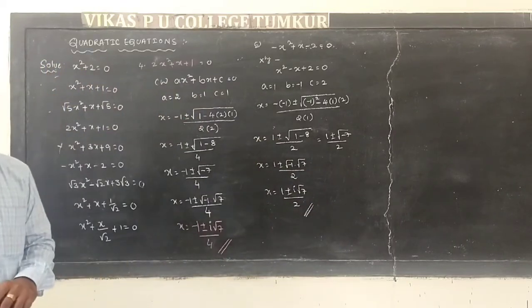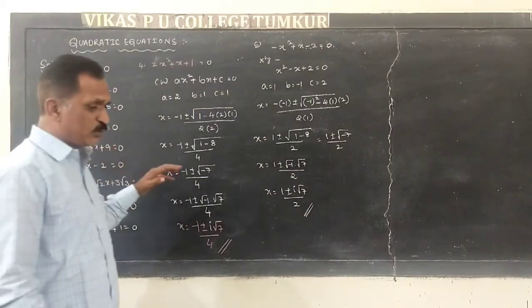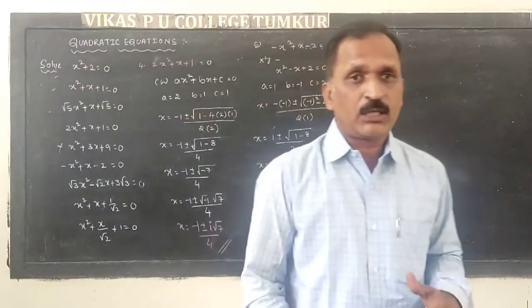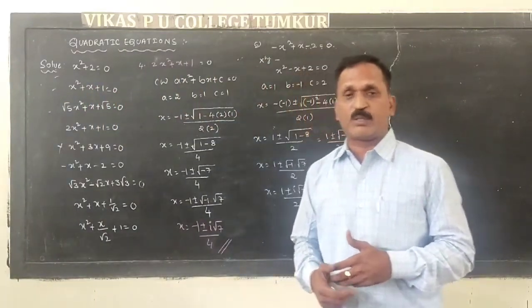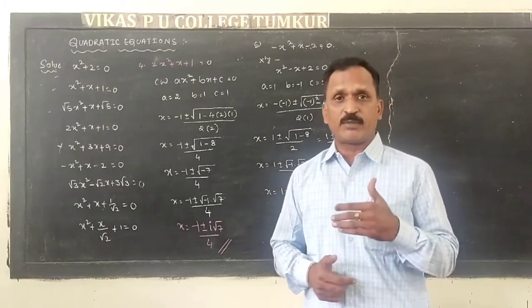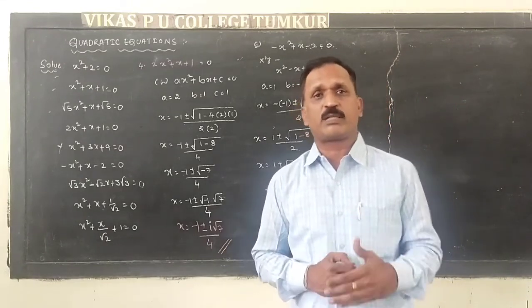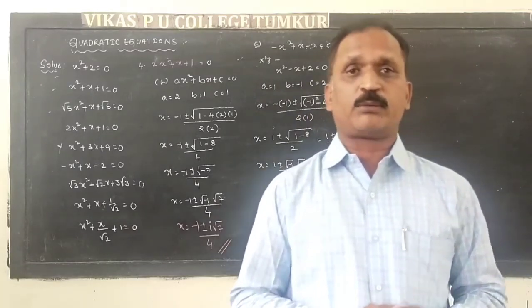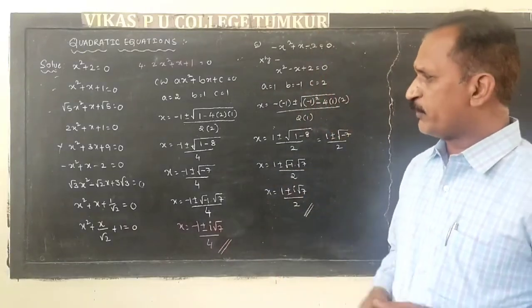Got it? So now I am intending to solve the quadratic equations where the value of the discriminant, b square minus 4ac, will become negative. When it is negative, we will solve and see what kind of quadratic equation we get. Irrespective of different cases now, right?